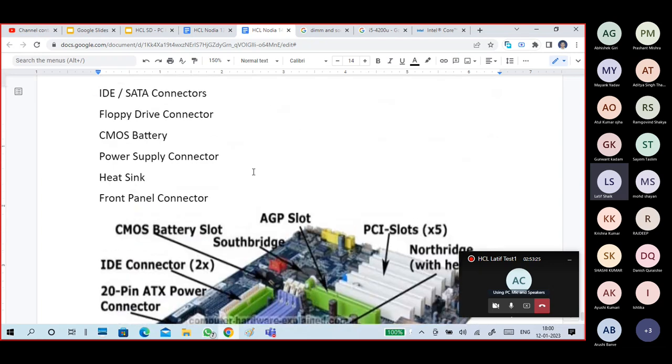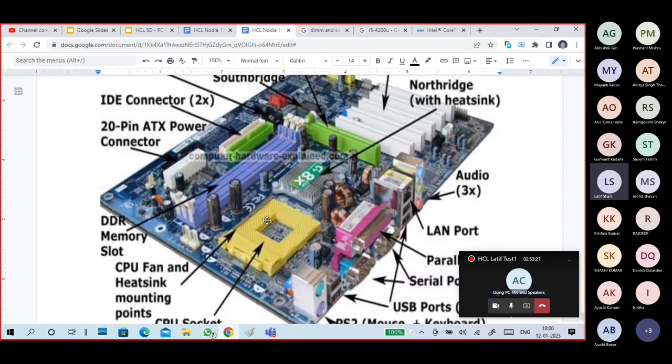Look at here, guys. This is an old motherboard. So this is the CPU socket, and these are the RAM slots. This white one is the RAM slot. This is the power supply connector from the SMPS, the north bridge, the south bridge, and the graphic card. This is a graphic card. These are PCI slots for additional cards.